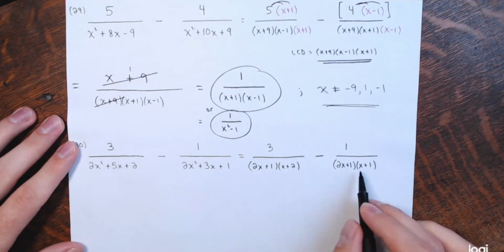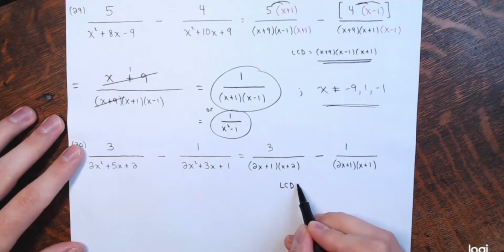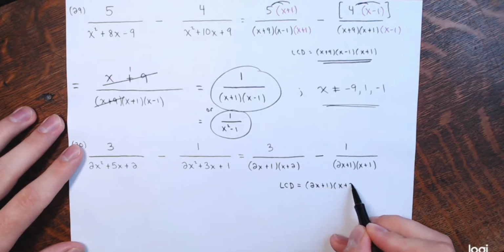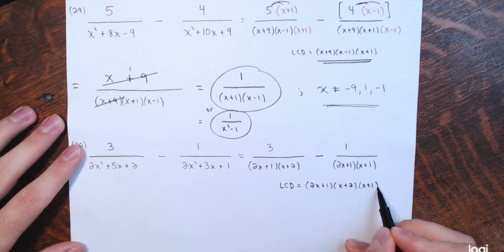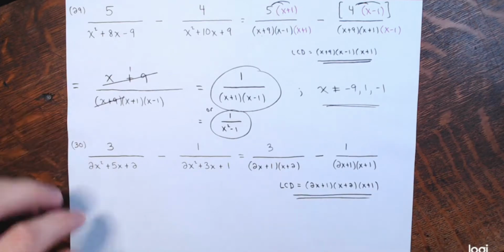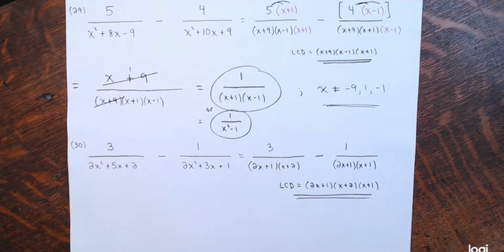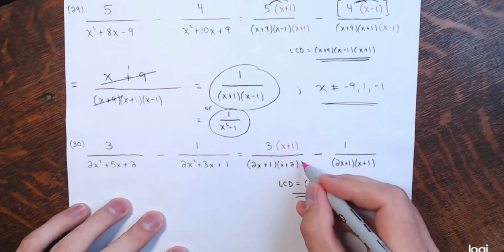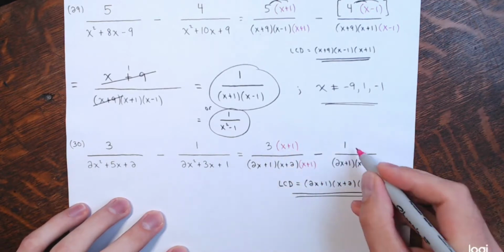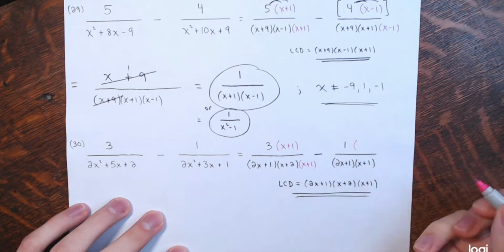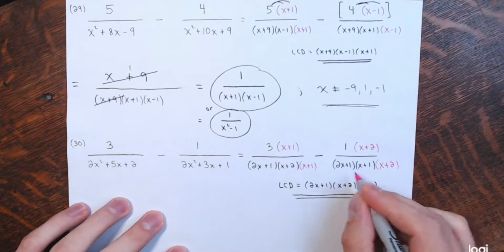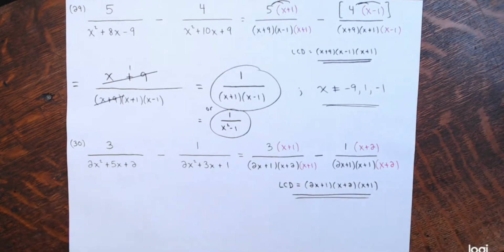Alright, so looking at the factored denominators here, the LCD would be 2x plus 1 times x plus 2 times x plus 1. Alright, there's the LCD. And I'm going to try to change both fractions so they have that denominator. So the first fraction, I'd have to multiply the numerator and denominator by the quantity x plus 1. And the second fraction, I'd have to multiply the numerator and denominator by the quantity x plus 2, so that the denominators are now both the LCD. They have the same factors as the LCD.